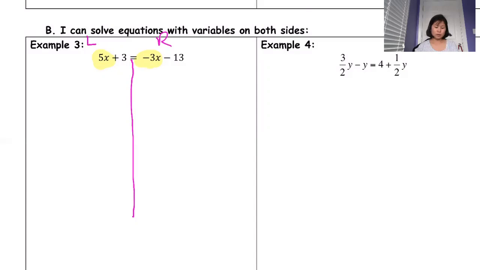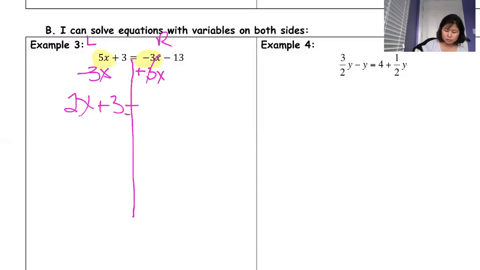But if you look over here, the 5x and the negative 3x are on opposite sides. One is on the left, one is on the right. So to put them together, I'm going to do the opposite. So this is negative 3, I'm going to do plus 3. Okay. This gives me 2x plus 3 equal to negative 13.